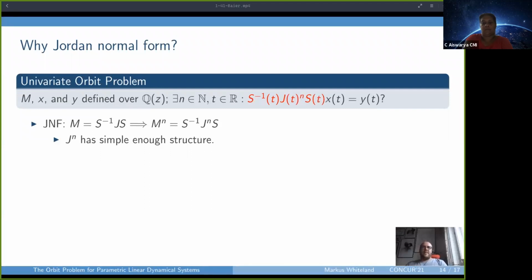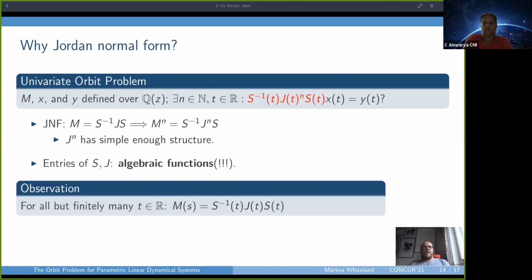So now we would wish to replace M of t with the corresponding Jordan normal form instantiation. But recall from the previous example that we have some problems with instantiations, and that the elements of J and S are algebraic functions. Luckily, it can be shown that for all but finitely many choices of t, we have this equality. Furthermore, these finitely many exceptions can be checked separately, as they are instances of the original constant orbit problem.